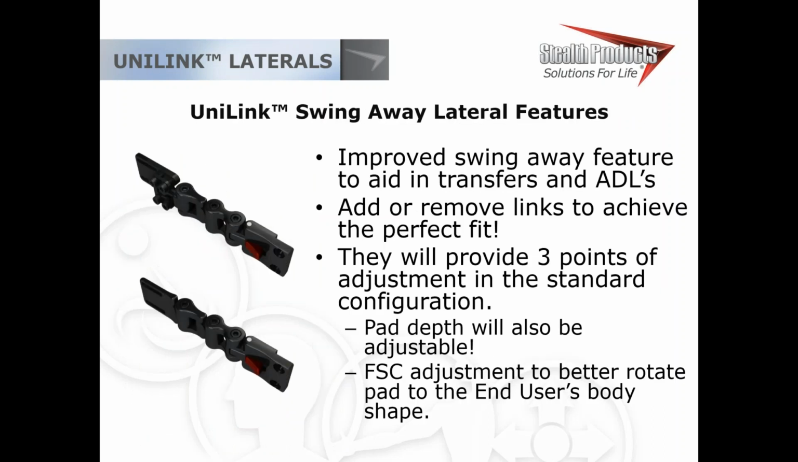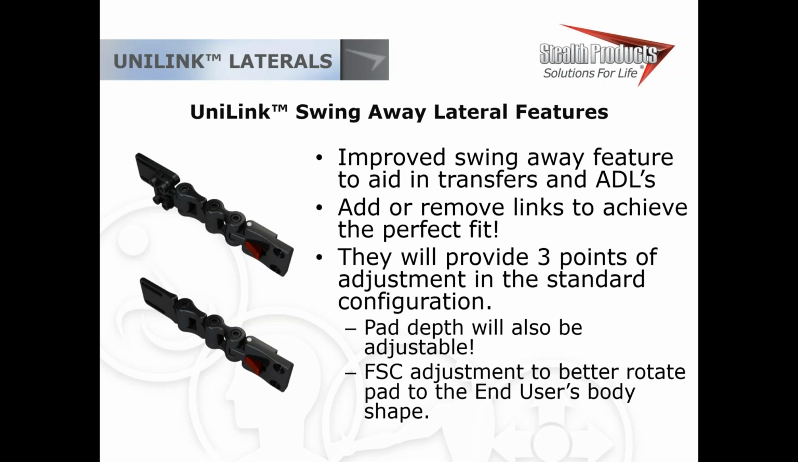Looking at our standard swing away laterals, these are going to give you that improved function in transfers and things. It swings away, gets out of the way. You can add or remove Unilink items to achieve that perfect fit. And you've got 3 points of contact in this standard configuration. Pad depth is also adjustable. And if you do the FSC version, you've already got that ball mounted pad mount, so you can rotate that pad and match the end user's body shape, right? So it's pretty straightforward here.